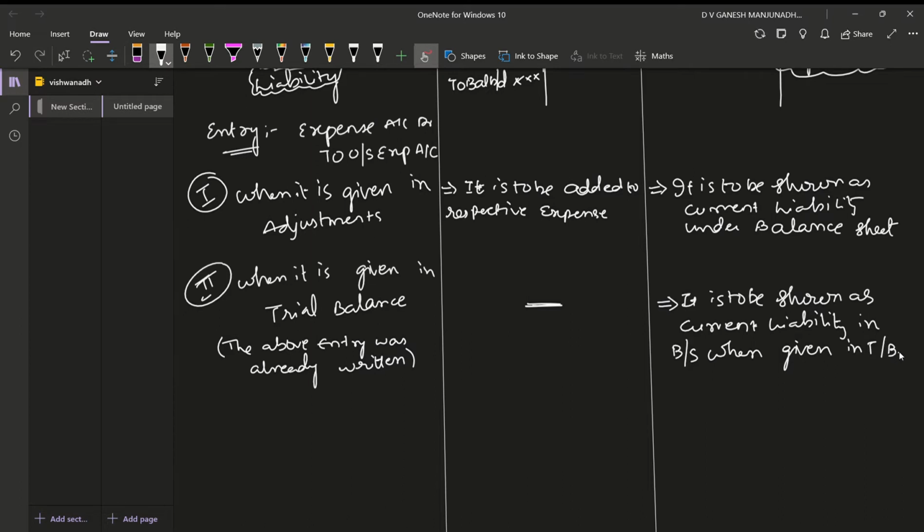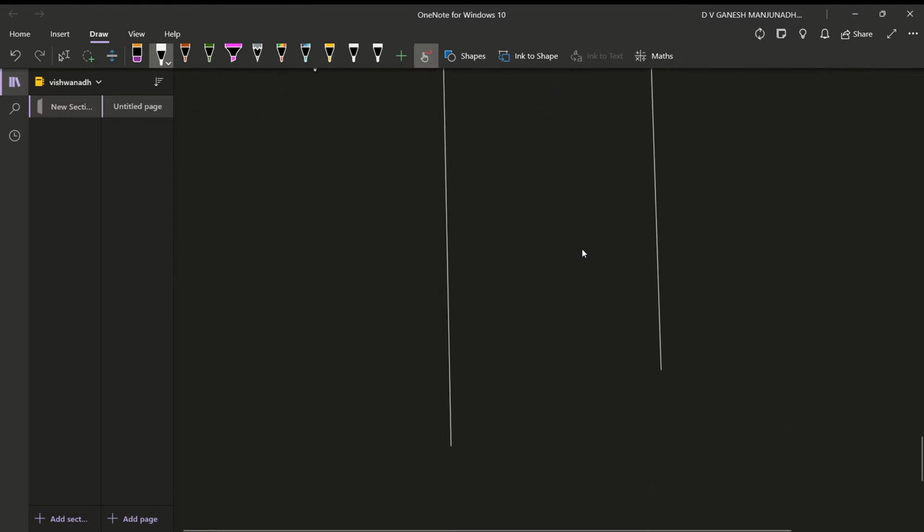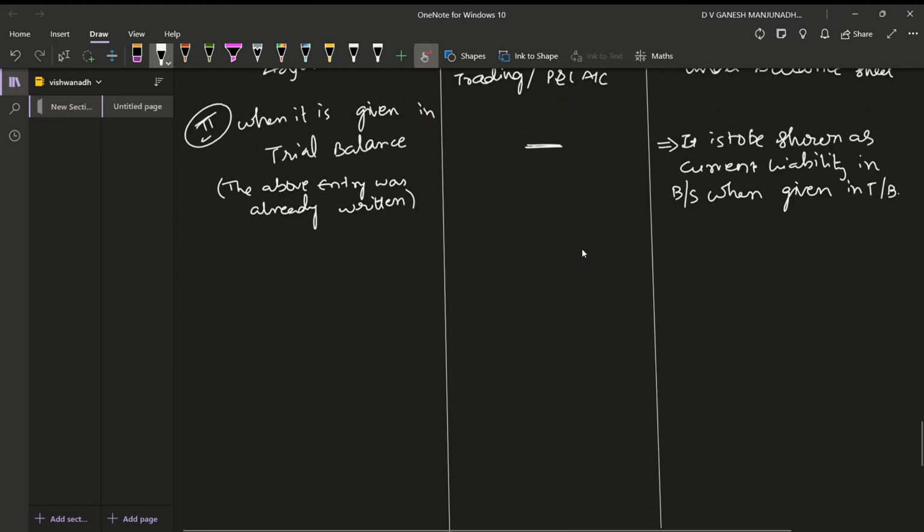When it is given in trial balance, it is to be shown simply as current liability. When it is given in adjustments, it is to be shown as current liability, as well as it is to be added to the respective expense in trading or P&L account. P&L account is nothing but profit and loss account, that you know, right? So this is the impact of the first adjustment, which is outstanding expenditure.